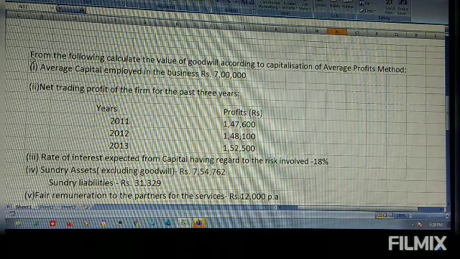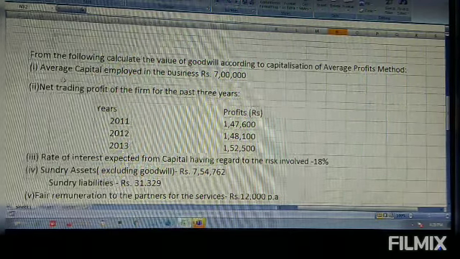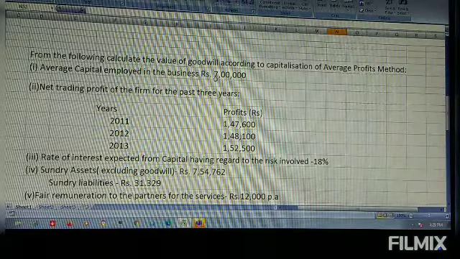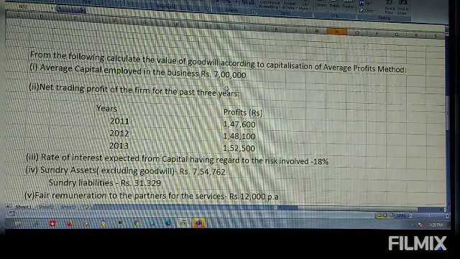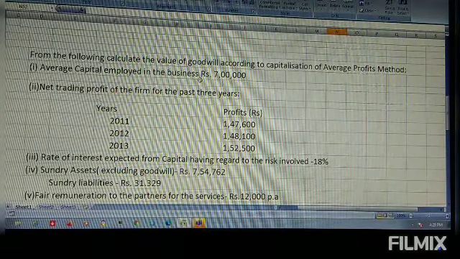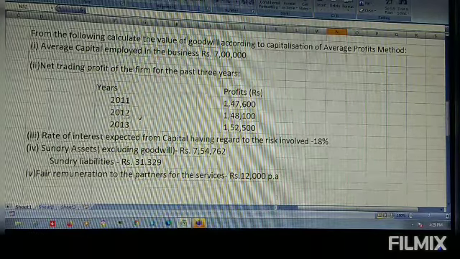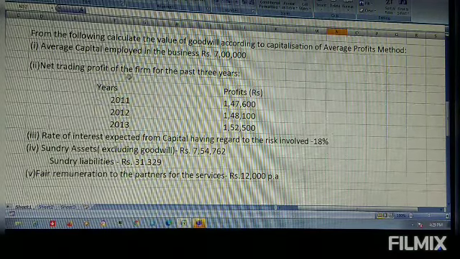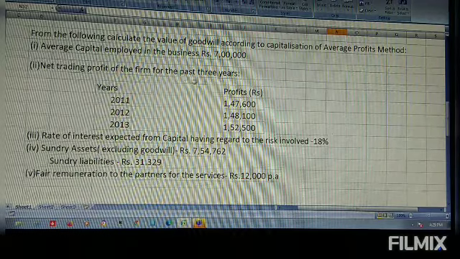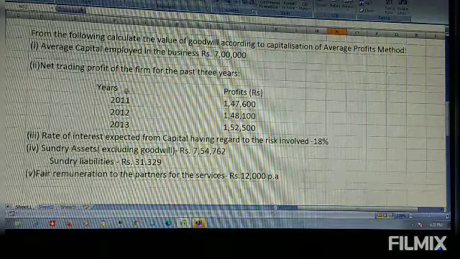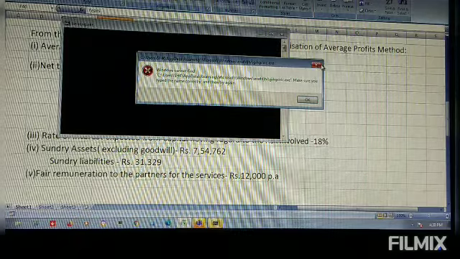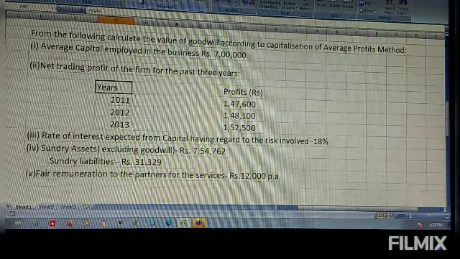The given information: point number 1 is average capital employed in the business, rupees 7 lakh. Okay, average capital employed in the business is rupees 7 lakh. Then the second point is net trading profit of the firm for the past 3 years. Past 3 years profits are given, that we have to see. What are those profits? Let us see.